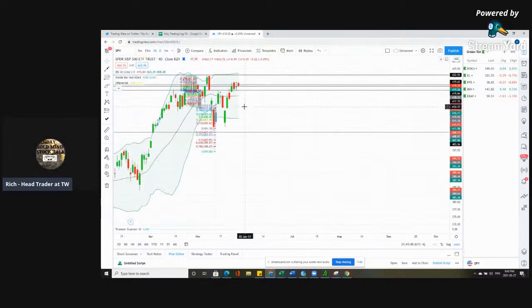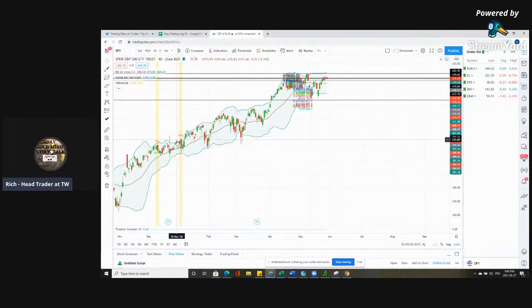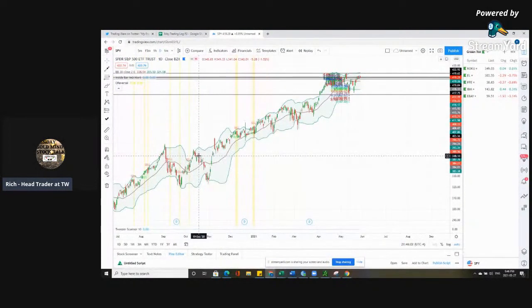What's happening here? See, the outside bars are pretty rare on the daily. So here we go. This is a nice pattern. Okay. Outside bar followed by an inside bar. Take that rip up. Bam. Here's another outside bar. A little scalp possibly, but that's pretty much it.